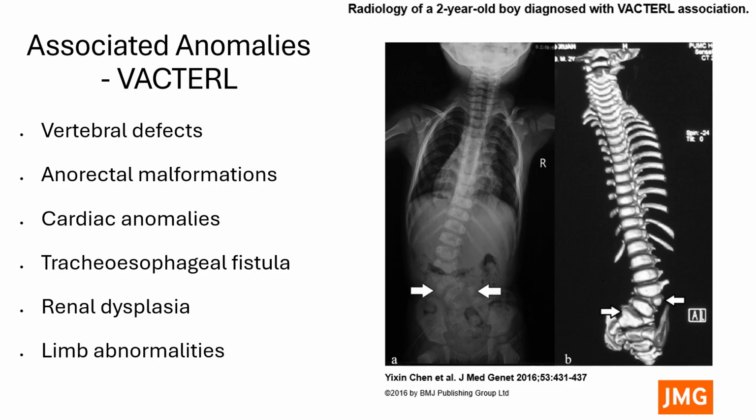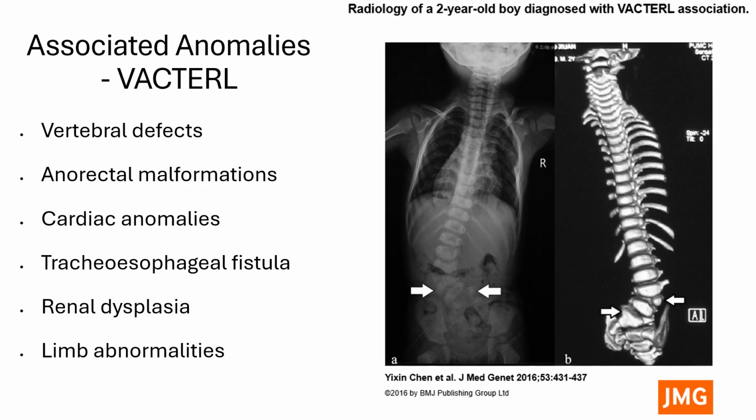Understanding VACTERL Association proves essential when evaluating any baby with congenital spinal anomalies, because this condition demonstrates how developmental disruptions during early embryogenesis can affect multiple organ systems simultaneously. Think of VACTERL as a constellation of abnormalities that cluster together because they all develop from closely related embryonic structures during the same critical time frame. The acronym helps you remember the key components.